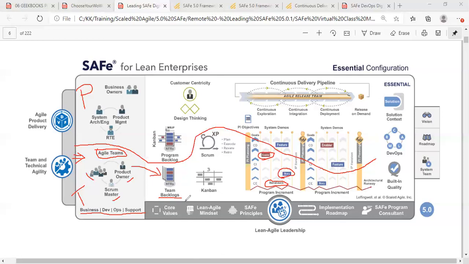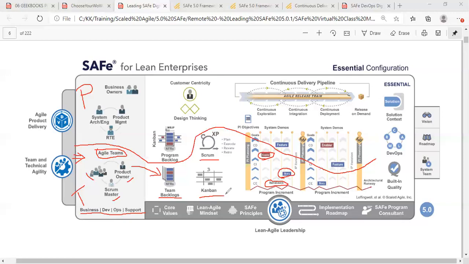So after we have this backlog, now what happens is the teams either use Scrum or Kanban or a combination of both to start delivering value to the customers, right? So that's very important for you to understand. This is normal team level agility, with which I'm sure you're all familiar. But what does SAFe have to offer further, right?